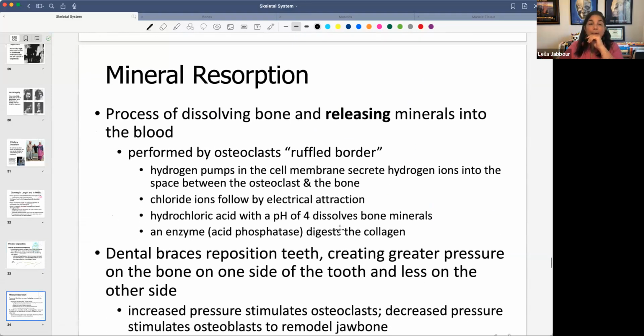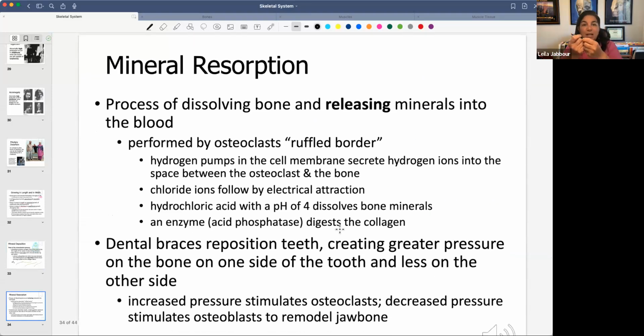So that's mineral deposition. But the process of mineral resorption is basically, how do we release these minerals back into the blood? We need to take them out of the bone tissue and put them back into the blood. And that's done by the osteoclasts. I kind of already alluded to that, so I'm not going to draw too much here or talk too much.